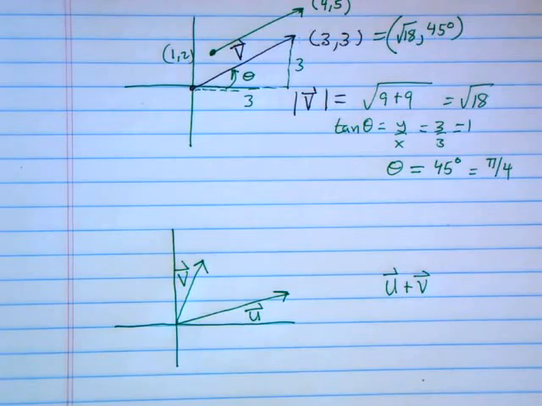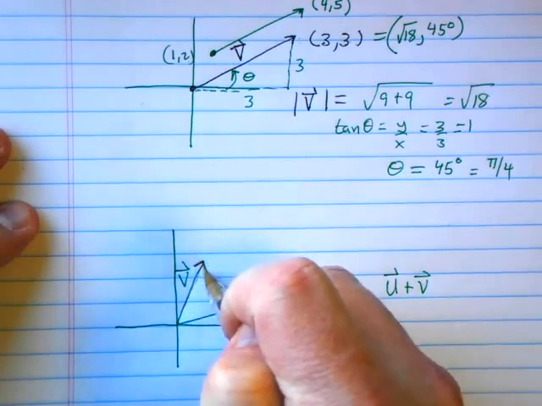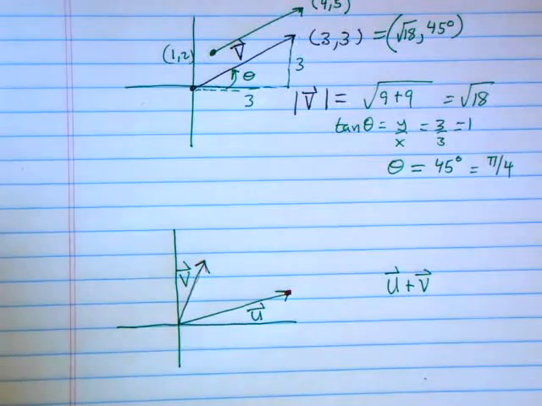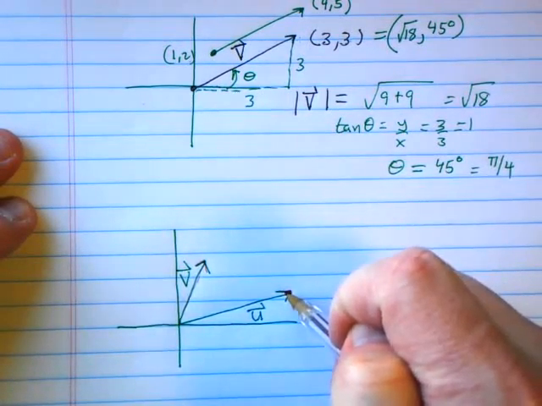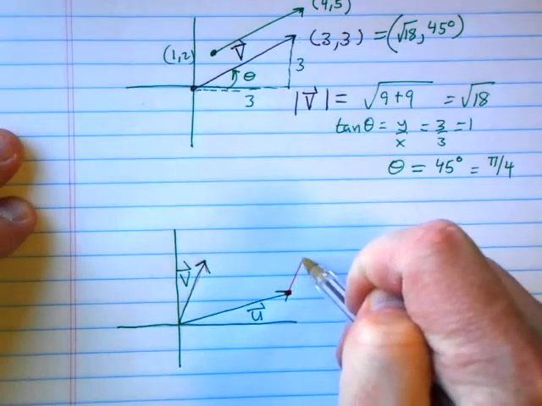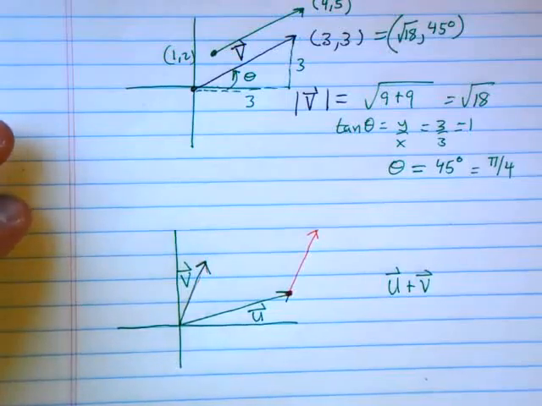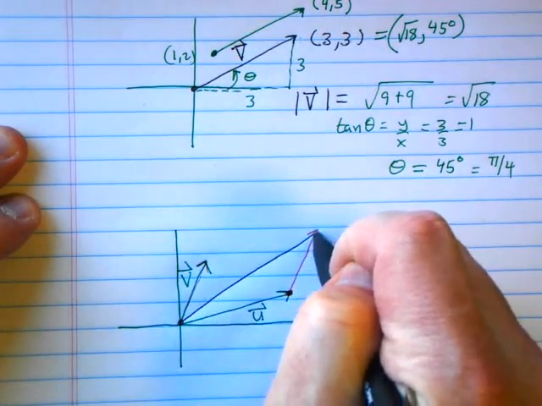All I'm going to do is I'm going to take this vector v, and instead of starting it at the origin, I'm going to have it start right here. So I'm going to take this vector v and I'm going to shift it over. I draw a vector that's parallel in the same length, and then what I'm left with, this vector here, is the vector u plus v.